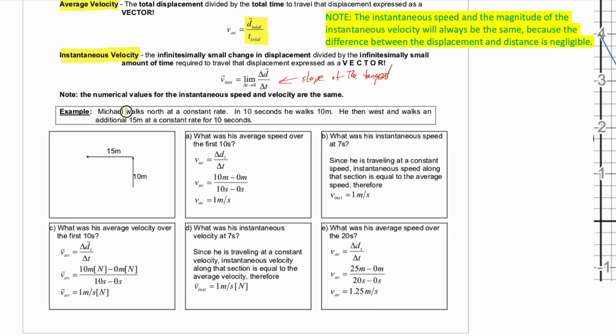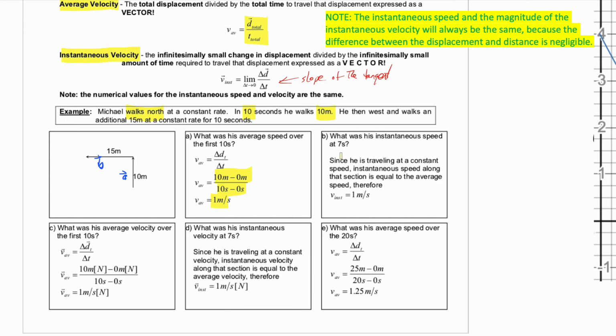Michael walks north at a constant rate. In 10 seconds, he walks 10 meters. Okay, so now in this first leg, let's just call this A, we'll call the second leg B. Calculating the average speed is pretty simple because it's 10 meters, that's the distance covered divided by 10 seconds. So the average speed is 1 meter per second.